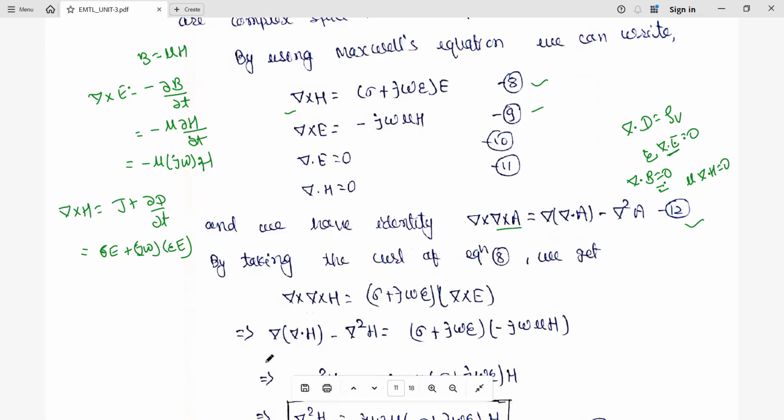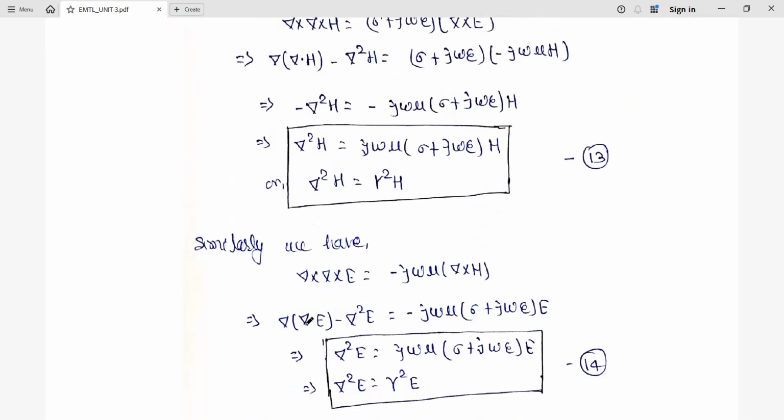So by that identity, we are able to write del into del dot H minus del square H equal to sigma plus j omega epsilon into minus j omega mu H. So now here in this expression, del dot H equal to 0, so this will become equal to 0. So finally we have only minus del square H. And the right side, we are trying to simplify this. So we have negative j omega mu into sigma plus j omega epsilon into H.